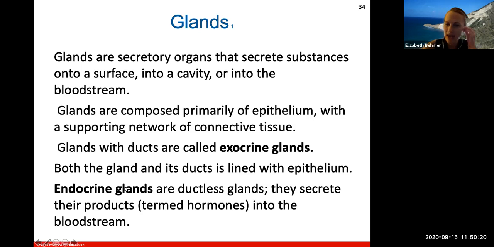So endocrine glands will secrete their products, most often their hormones, directly into the bloodstream, whereas an exocrine gland will have a duct. So this would be like a sweat gland. A salivary gland has a duct that takes saliva into your mouth. Sweat glands take sweat out to the exterior surface of your skin, but an endocrine gland does not have a duct. They just put their hormones right into your bloodstream.